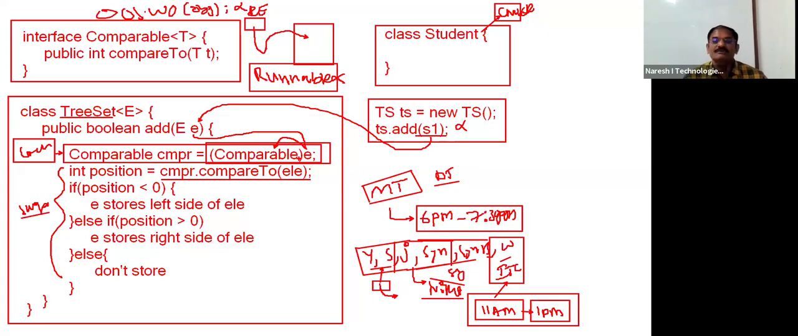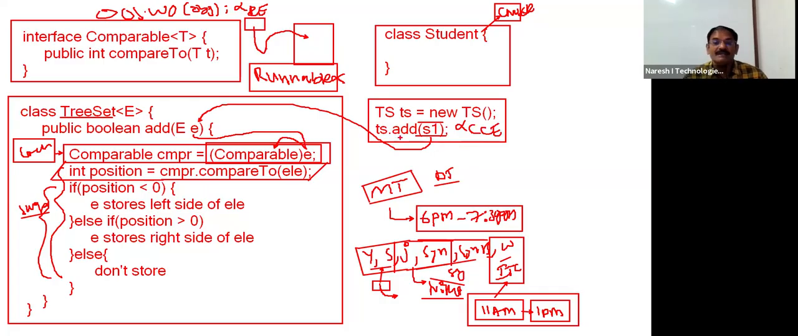Who is responsible for providing the comparison logic? The comparison logic is provided by the developer of the class being added. Who provides the swapping logic? The swapping logic is provided by Sun Microsystems in the TreeSet class. As a developer, what do you have to do? The class whose objects you want to store in a TreeSet for sorting must implement the Comparable interface. Else we will get what? ClassCastException. Everyone understand?